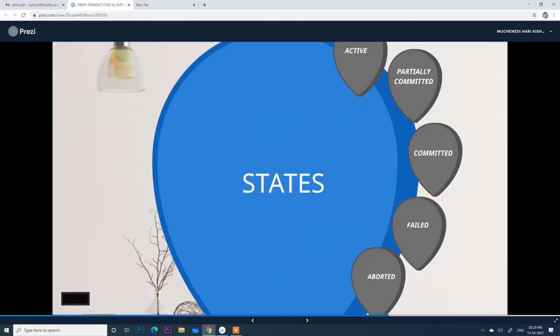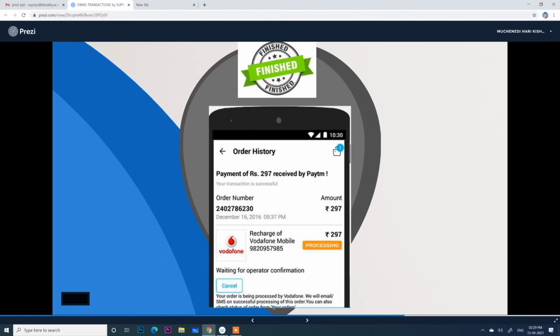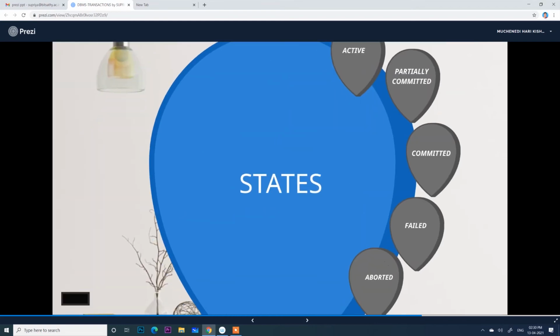Then now you have chosen one amount. What will you do? You will select the amount for processing. So once you have given OK, then it will be in the processing state. That is, one part of the transaction has been completed. That we call partially committed. So what will it tell? The transaction has been initiated and this is your reference number. It is under processing. You will get a message like that. So this we call partially committed.